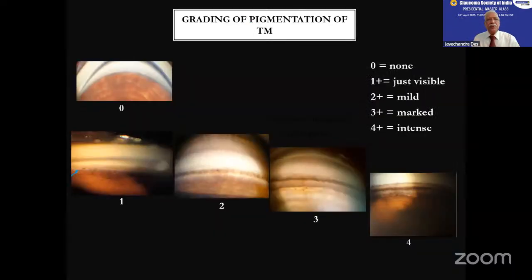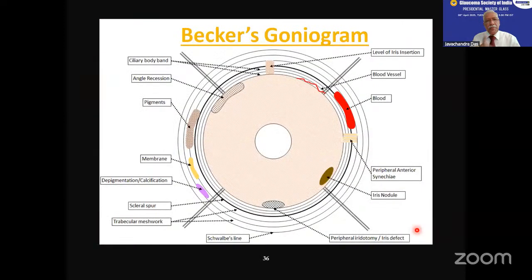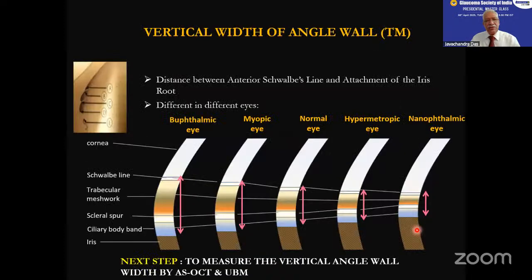A little confusion about the degree of pigmentation. You can see the degree of pigmentation. This is 0 degree, 1, 2, 3, and 4 degrees of pigmentation. You must depict it in a Becker's goniogram. This is for future reference, and you must stick to it.